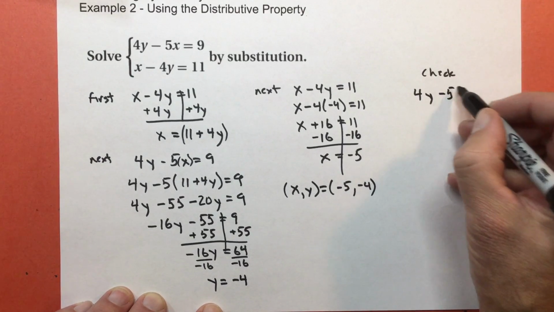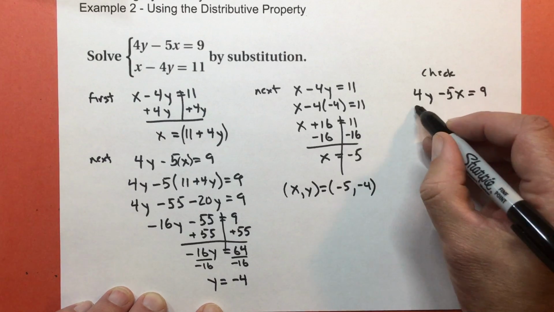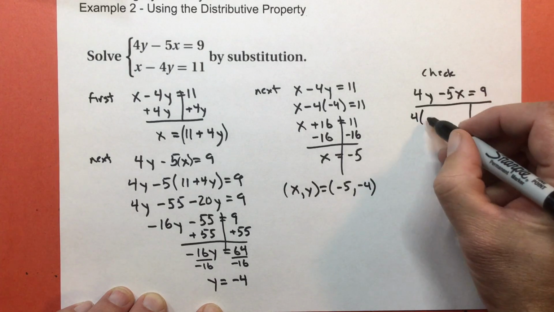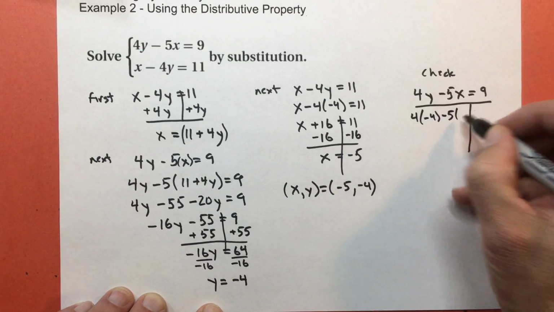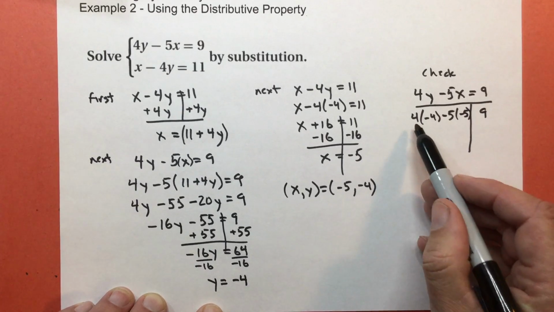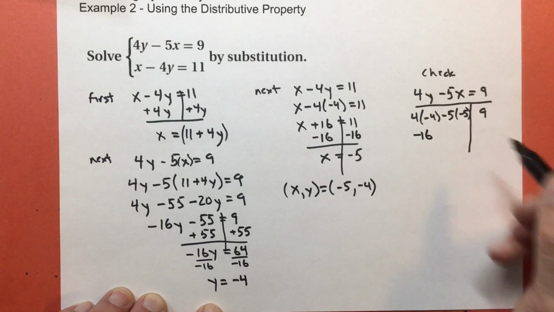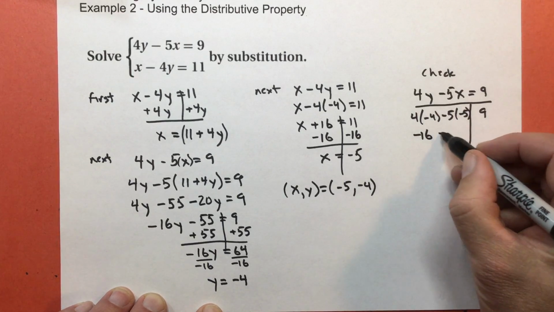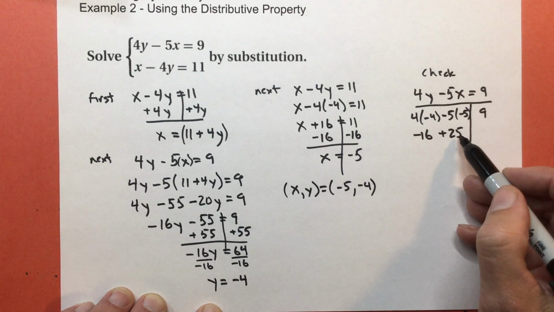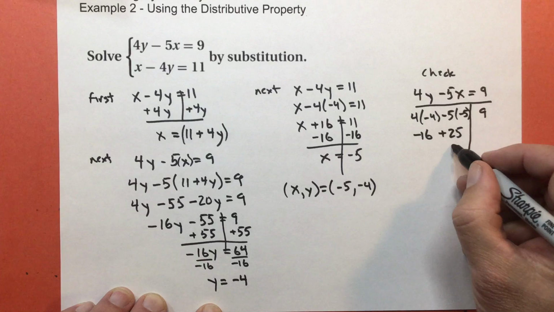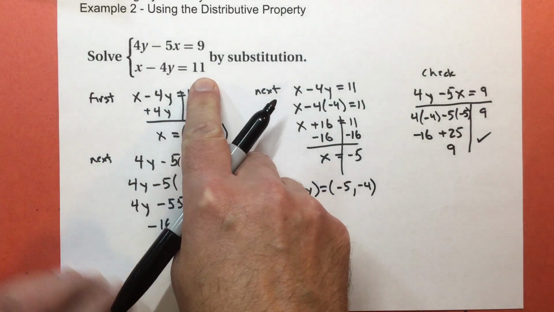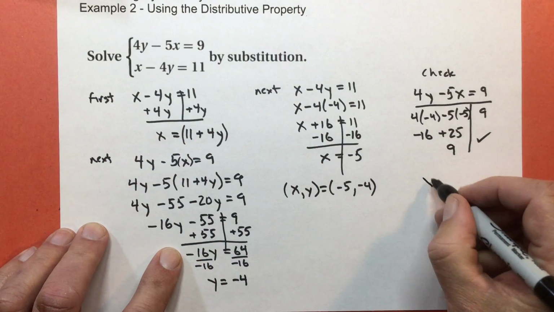4y subtract 5x equals 9. My y is -4, so 4 times -4. My x is -5. 4 times -4 is -16. -5 times -5 is +25. And -16 plus 25, same as 25 subtract 16, does equal 9. So that's a big check. If I get it the same with this one, I know I did it right.